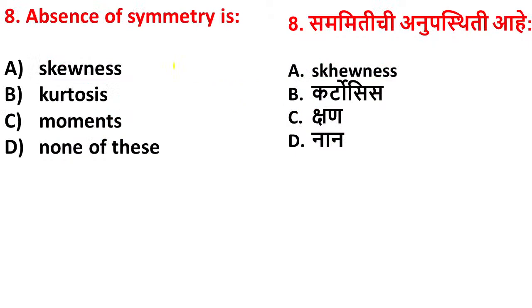Question number 8. Absence of symmetry is: option A skewness, option B kurtosis, option C moments, option D none of these. Yes, absence of symmetry means it is skewness.